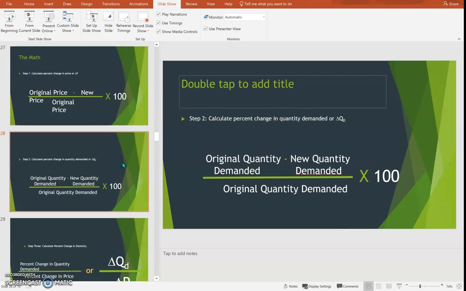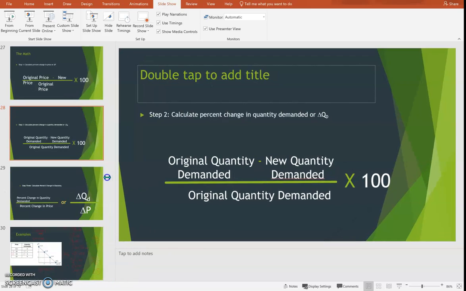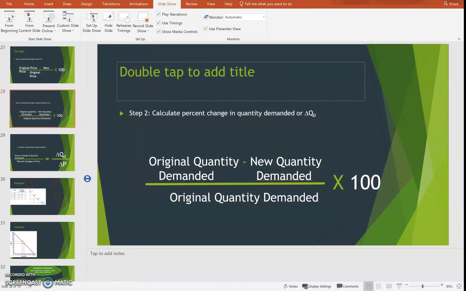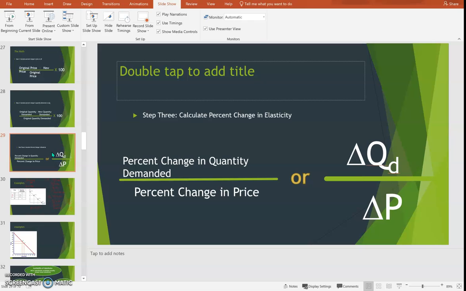In step 2, we calculate the percent change in quantity demanded, or delta QD, and do the original quantity demanded minus the new quantity demanded over the original times 100. In the final step of this process, we take the percent change in quantity demanded, delta QD, over the percent change in price, delta P.